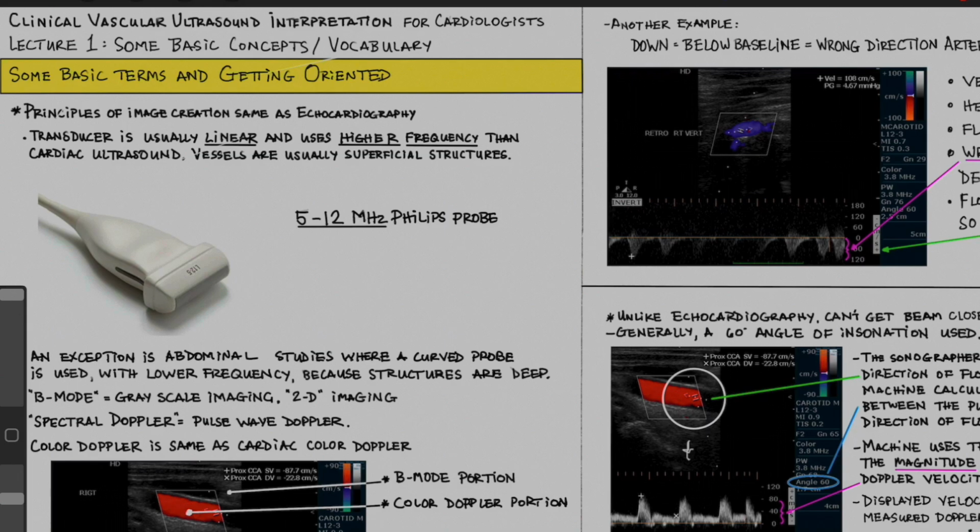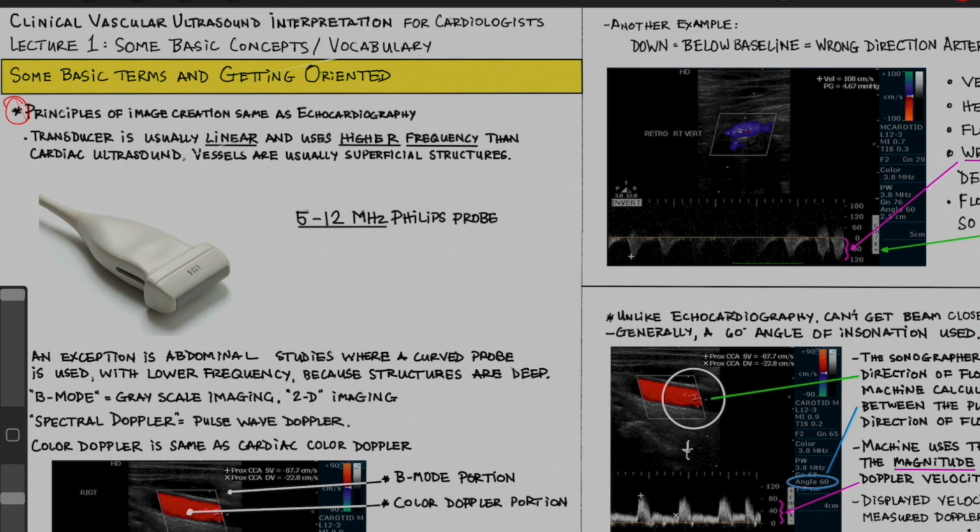So getting oriented, the principles of image creation are the same as echocardiography. The transducer is usually linear, so it's straight, and uses higher frequency than cardiac ultrasound because the vessels they're looking at are usually right under the skin. They're superficial structures, unlike the heart, which is deep within the chest. This is an example of a 5 to 12 megahertz Philips probe.